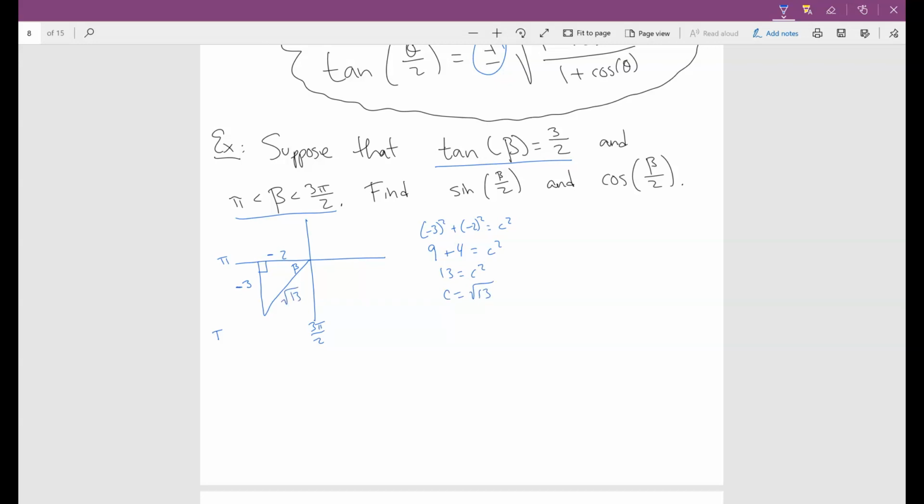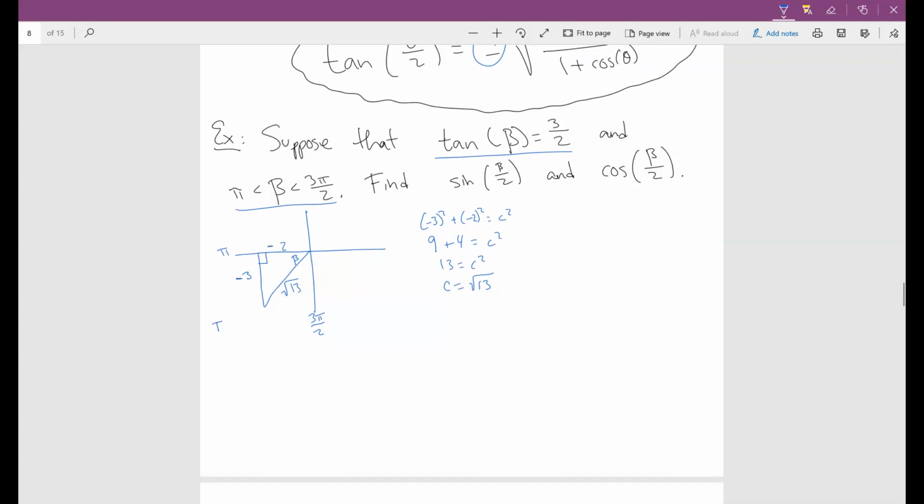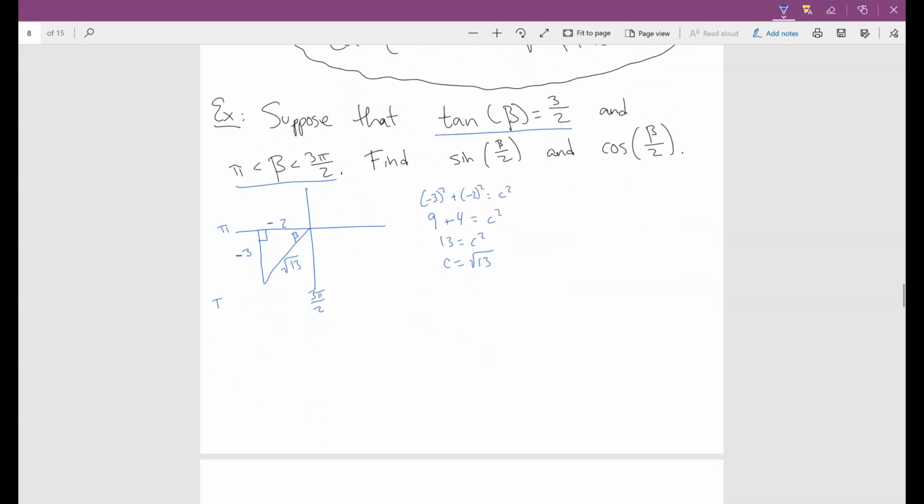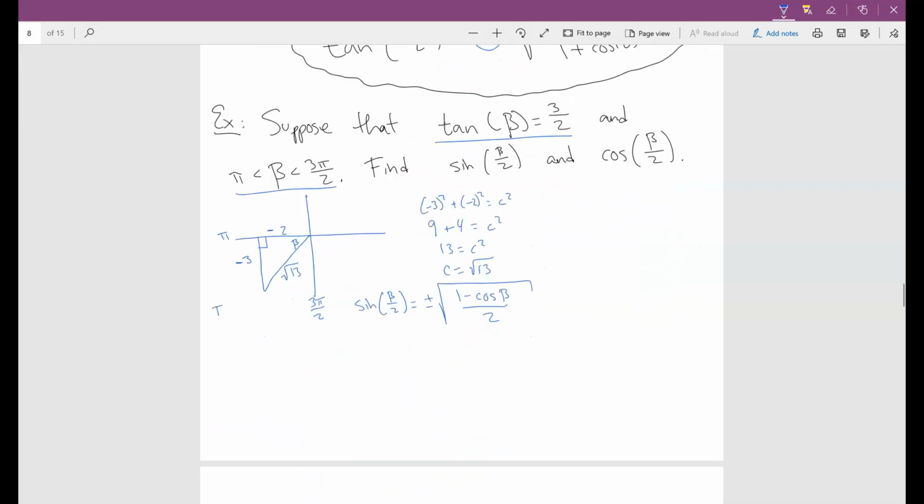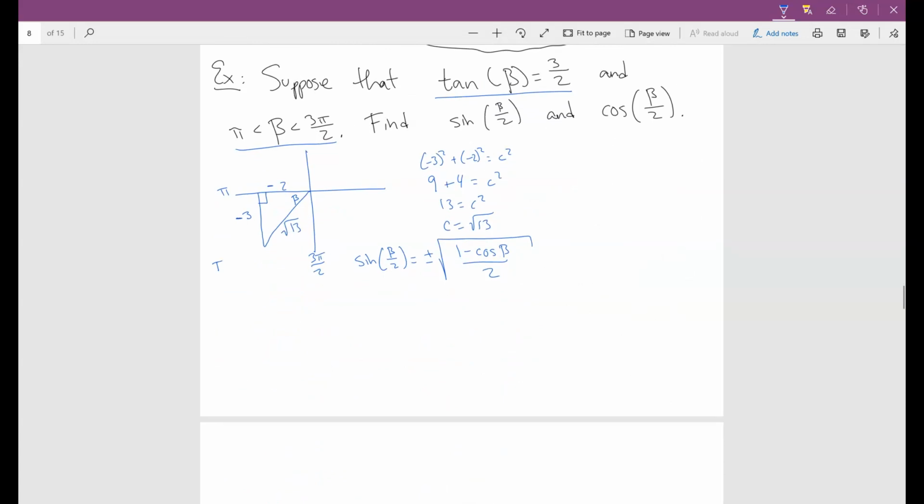All right, now all we have to figure out is what the sine of beta over 2 is. So sine of beta over 2 is going to be equal to the plus or minus square root of 1 minus cosine of beta over 2. Okay? So that was correct, right? I just put in the beta. All right, so now how do I know whether this is going to be positive or negative? Well, let's figure that out in a little bit. Let's just plug everything in.